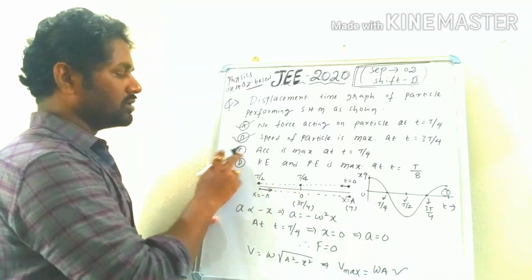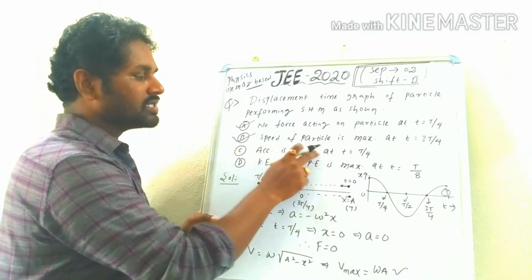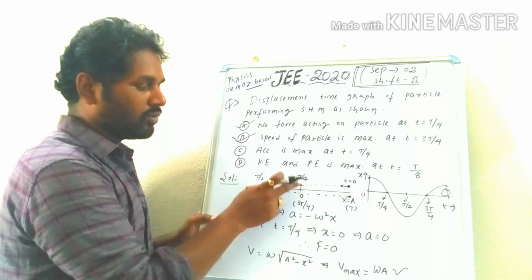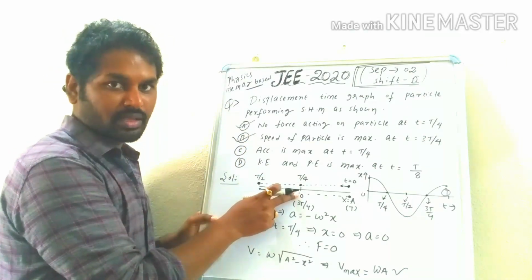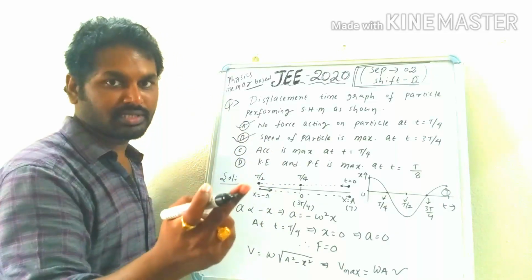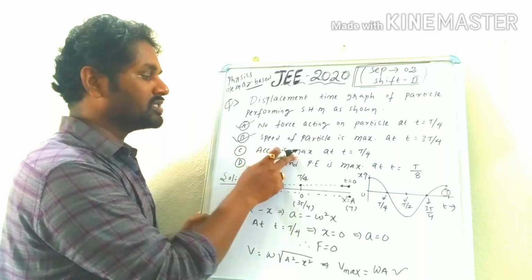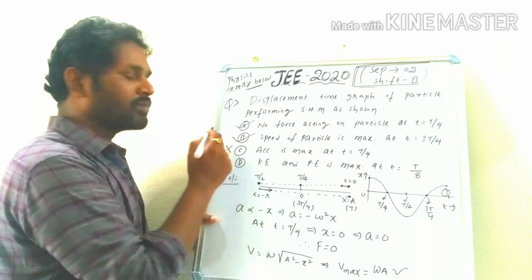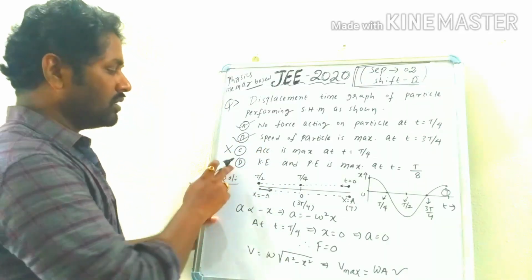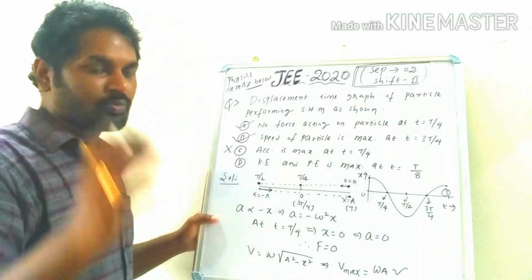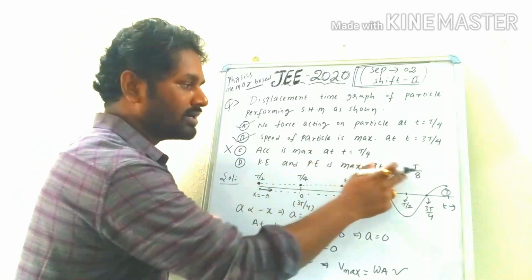Now coming to the third one, acceleration is maximum at T by 4. You see here, at T by 4, the particle is at mean position. At mean position, displacement is 0, force is 0, acceleration is 0. But saying acceleration is maximum, so this is a false statement. Now kinetic energy and potential energy is maximum at this time. We need to prove these two are equal at this time.